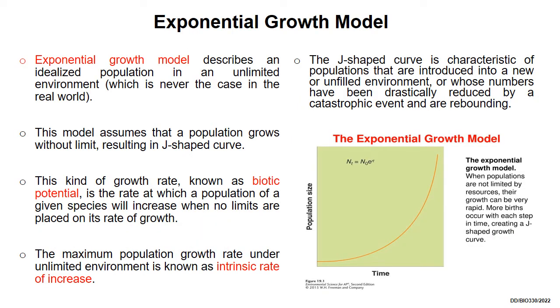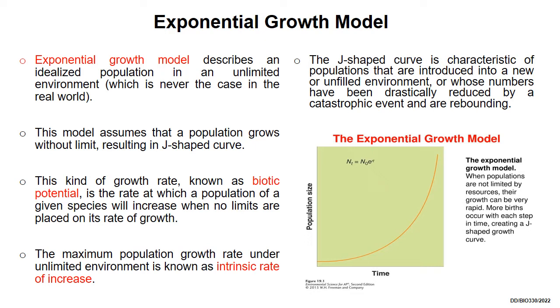We go into detail on the exponential growth model. The exponential growth model describes an idealized population in an unlimited environment, which is never the case in the real world. But we can simulate this condition in the laboratory. This model assumes that a population grows without limit. For example, in this diagram, the population keeps growing without limit, resulting in a J-shaped curve. If you look at the curve here, it looks like a J. This we call a J-shaped curve.